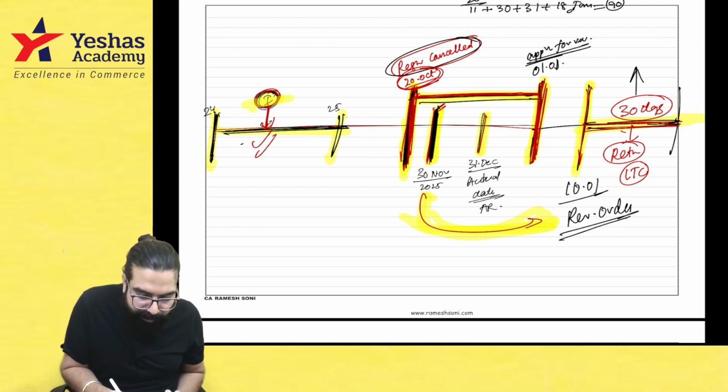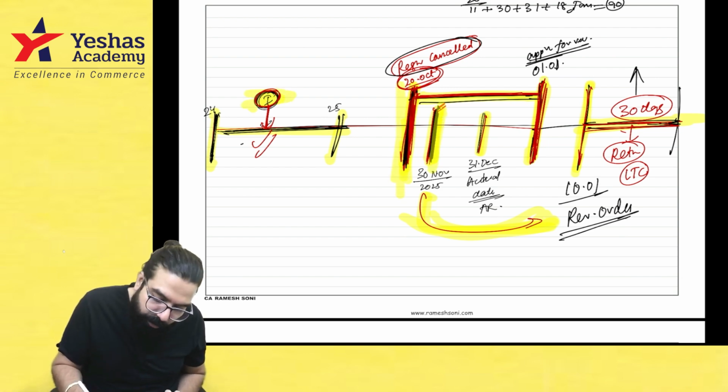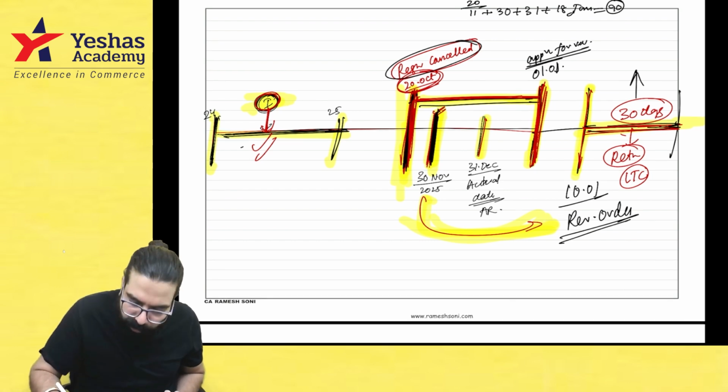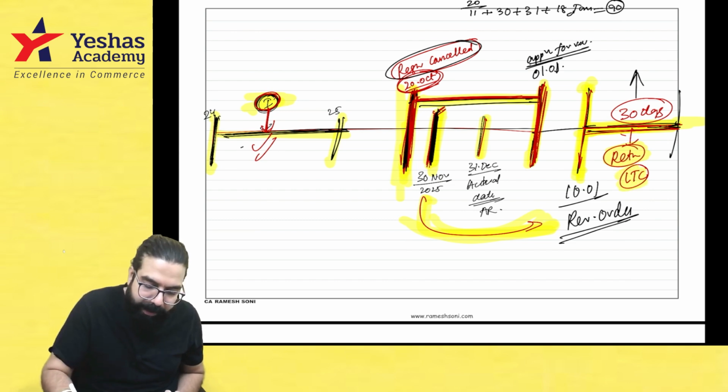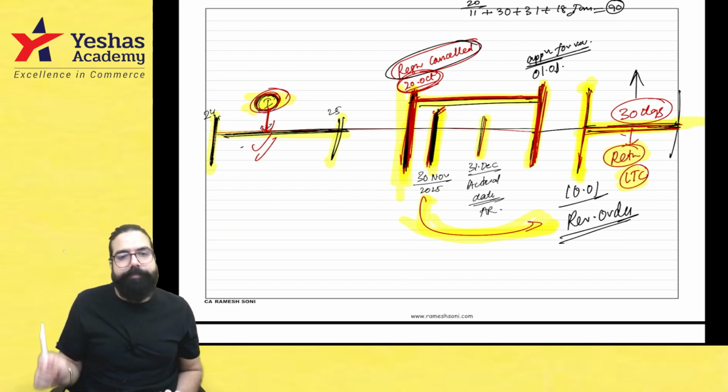So whichever invoices' credit you could not take because your registration was cancelled, 30th November is also gone, it doesn't matter. Once your revocation order comes, within the next 30 days, whatever returns you are going to file, in that you can take all the input tax credit which was pending.